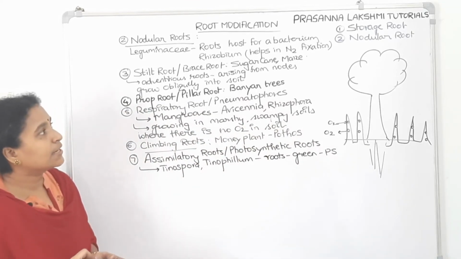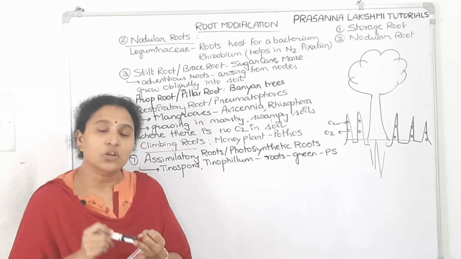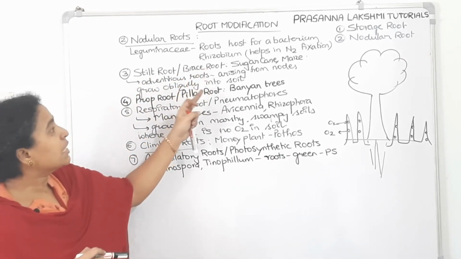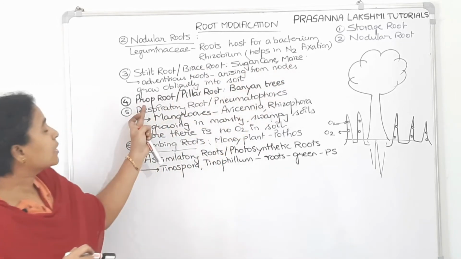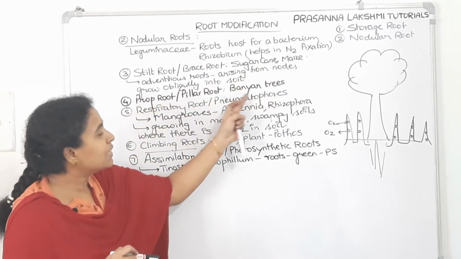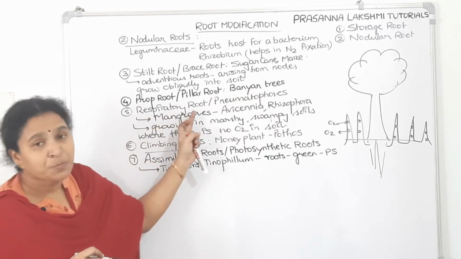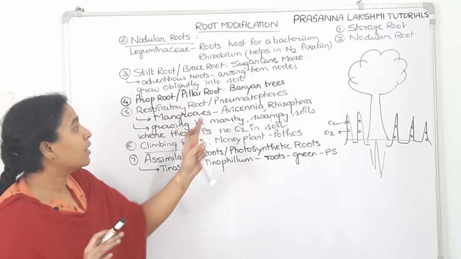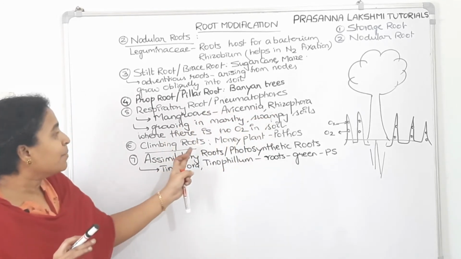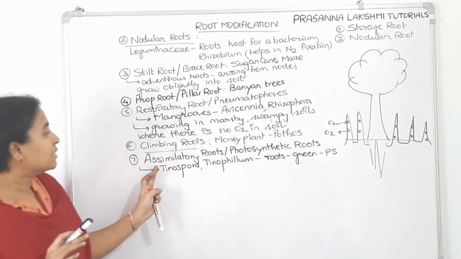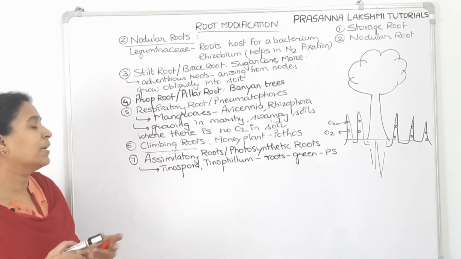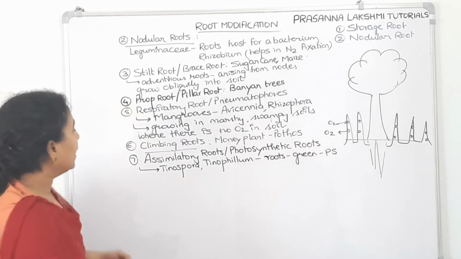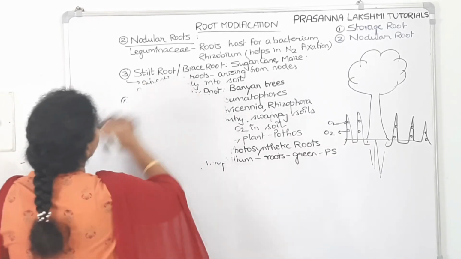Okay. So, we discussed storage roots, nodular roots, stilt roots or brace roots seen in sugarcane and maize. We discussed prop roots or pillar roots seen in banyan trees, respiratory roots called pneumatophores seen in waterlogged soil plants like Rhizophora and Avicennia, climbing roots seen in money plant, and assimilatory roots seen in Ctenophyllum and Ctenospora. If we have to see some more examples, we can talk about parasitic roots.